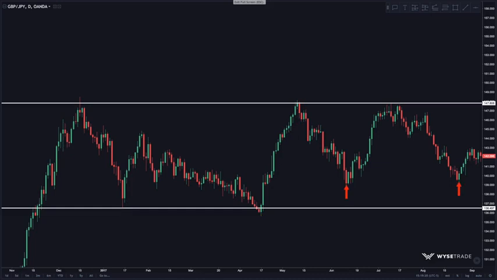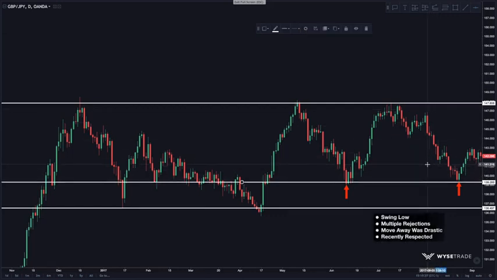Now, here on the right I noticed 2 rejections, so I draw in another level of support. This level was a recent swing low for this time period, had 2 rejections, and the move away was significant, and it was recently respected.